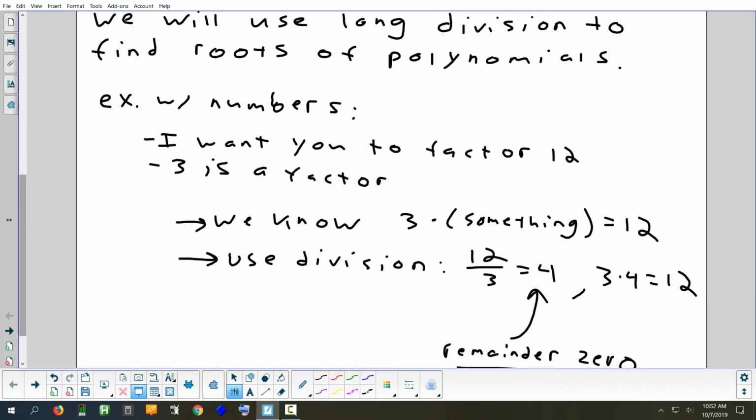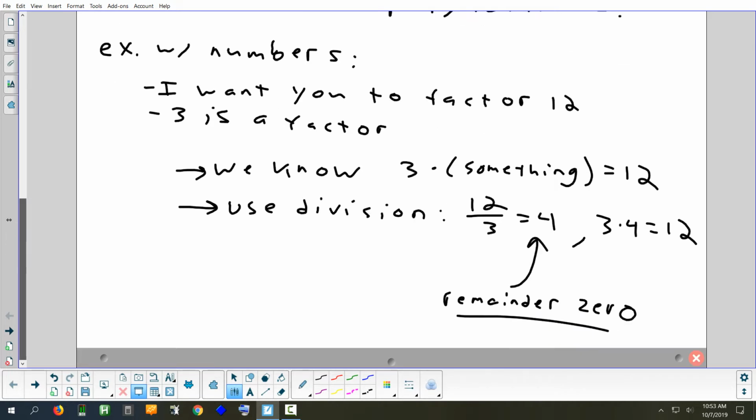The key that's going to be very important is that the way you can figure out something is a factor is you divide it, and it goes in evenly. You don't get a remainder. And that's going to work the same with polynomials. If we divide something into something, and we don't get a remainder, then you just found a factor. If you get a remainder, then you didn't. It seems very, very simple, but it's going to be the same idea with polynomials.